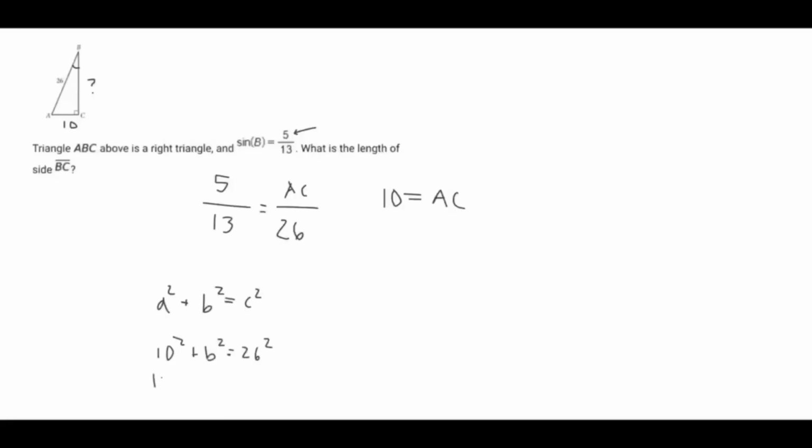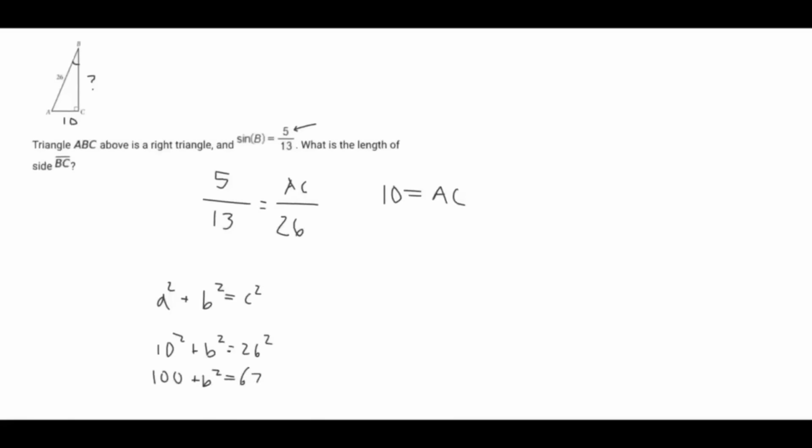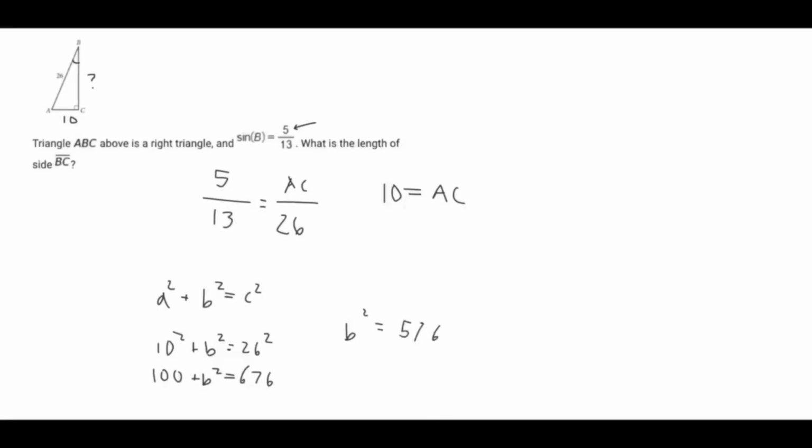Alright, so 10 squared is 100 plus B squared. 26 squared is going to be 676. And so if we just rearrange this equation, we get B squared equals 576. And if we take the square root of both sides, we can find that B is equivalent to 24, and therefore 24 is our answer, in which case that is the side length of side BC.